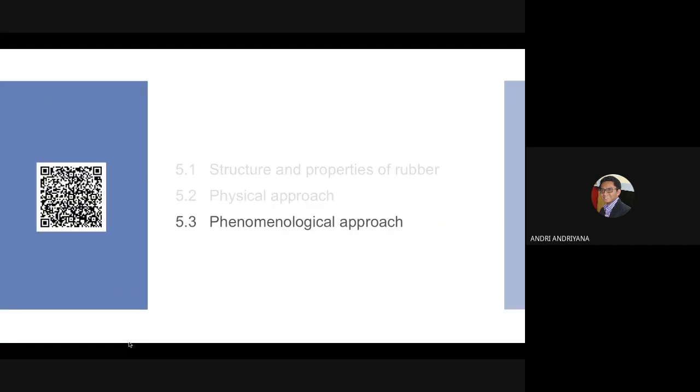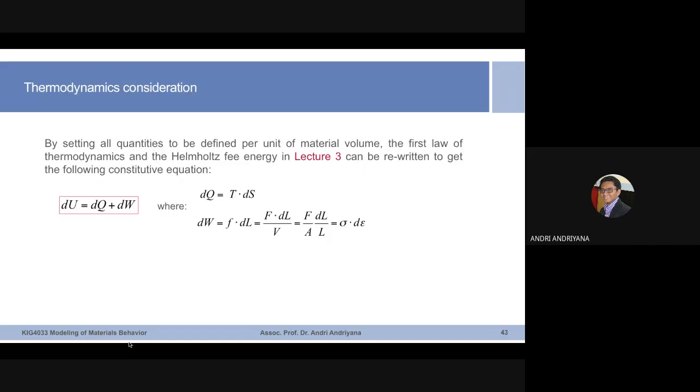Since the idea is just to find mathematical equations, can I do it arbitrarily? The answer is no. You still need to respect certain restrictions and guidelines. In these situations, the useful guideline comes from thermodynamics. So thermodynamics gives us restrictions, and gives us guidelines on what form the mathematical equations should take to describe the stress-strain response of rubber materials.